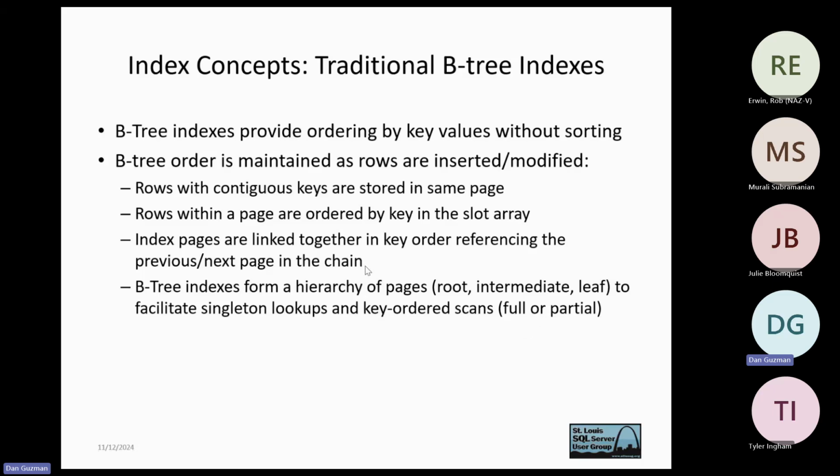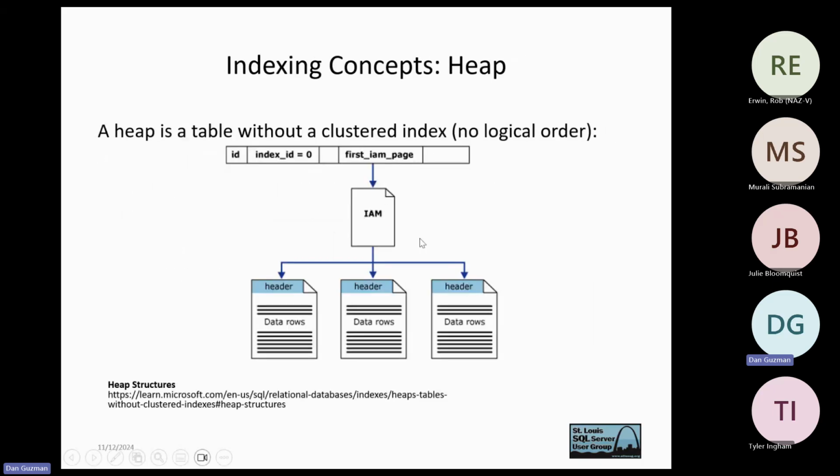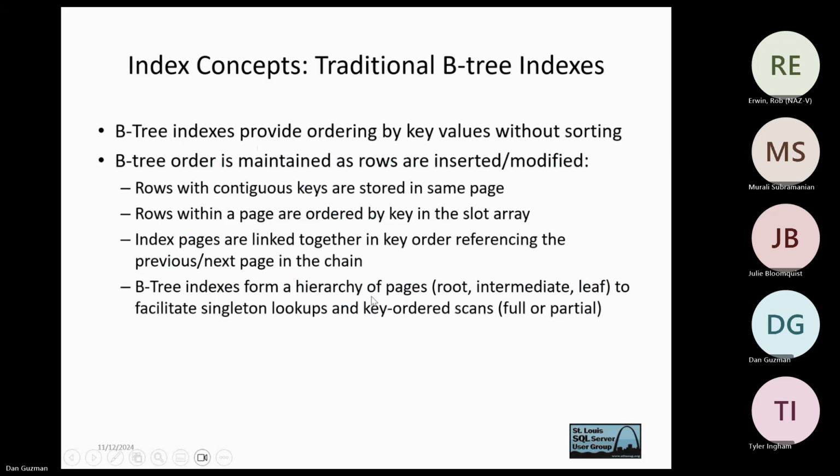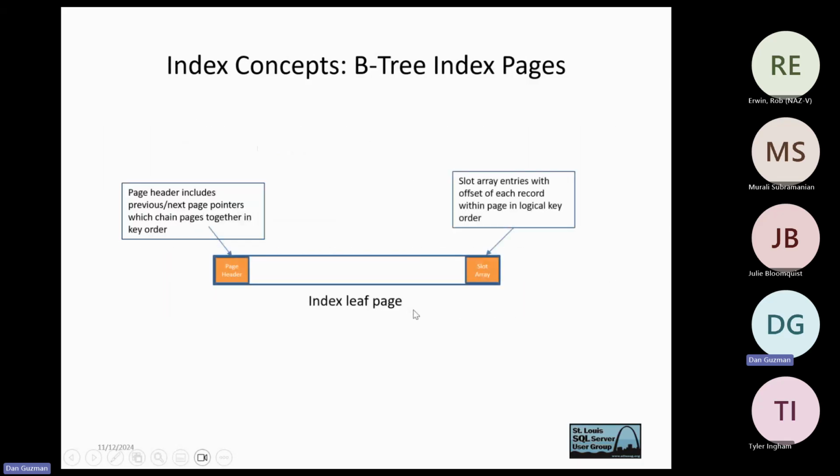Now, the pages are linked together in logical order by key, with previous and next page pointers in the chain, so that they're chained together logically. So if you insert a row into a billion-row table, it doesn't have to sort all billion rows to figure out where to stick the row. It just reads where the row belongs within the table based on the contiguous keys, and it will store the row in the right place. So the whole B-tree index essentially is a hierarchy of pages, starting from the root at the top and the leaf at the very bottom of the hierarchy.